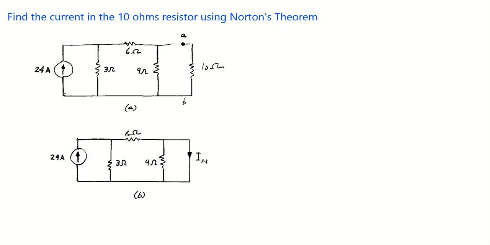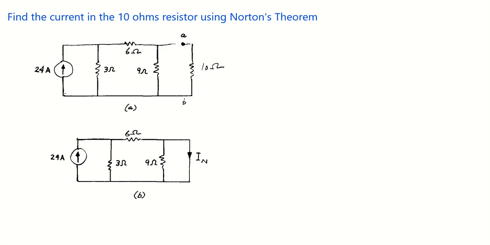One thing about this question is that we have just a single current source. We don't have, as in the other cases, two voltage sources or one voltage source and one current source. In this case we have just a single current source. So let's look at what will happen in this circuit.